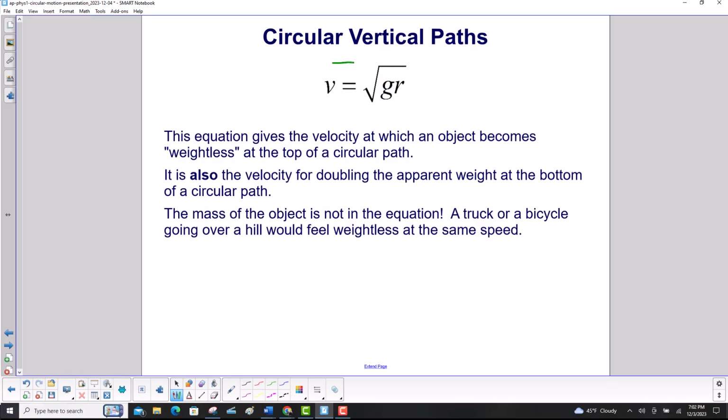This equation, v is the square root of gr, gives the velocity at which an object becomes weightless at the top of a circular path. It is also the velocity for doubling the apparent weight at the bottom of a circular path. The mass of the object is not in the equation. A truck or a bicycle going over a hill would feel weightless at the same speed.